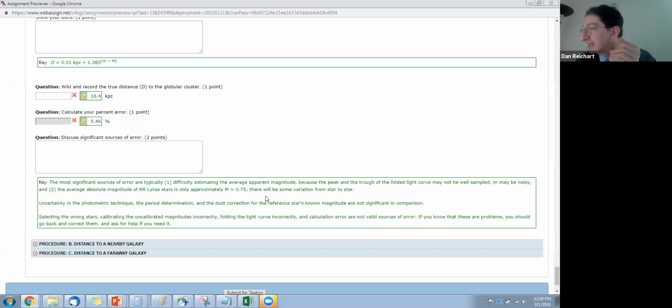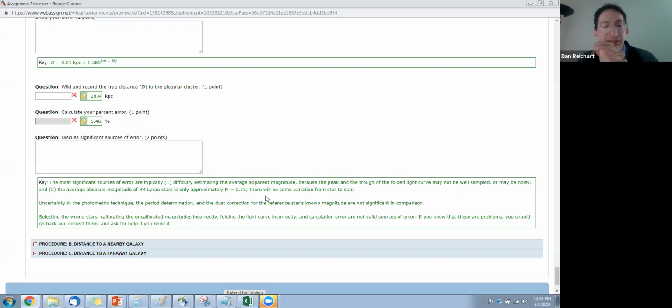The photometric technique is very gold standard. Aperture photometry, it's going to be really accurate. Period determination is super precise, as we saw. To get the data to fold on top of each other, you have to really nail the period or else it won't line up. And I've already dust corrected the reference star's magnitude.